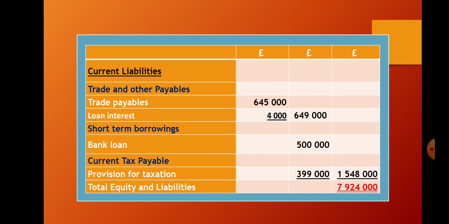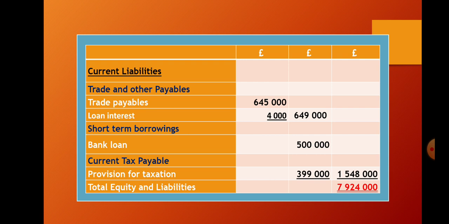So among the current liabilities, we have trade and other payables, short-term borrowings, current tax payable. Under trade and other payables, we have trade payables and loan interest in this question, which is 4,000. So total of trade and other payables is 649,000. But you can come across any other expenses like if we have any owing expenses or prepaid income, that will also come under trade and other payables.